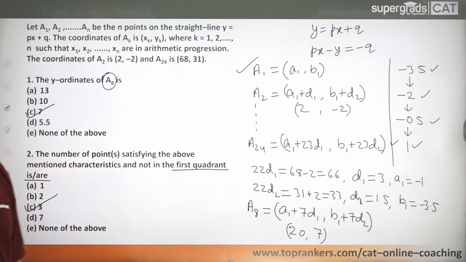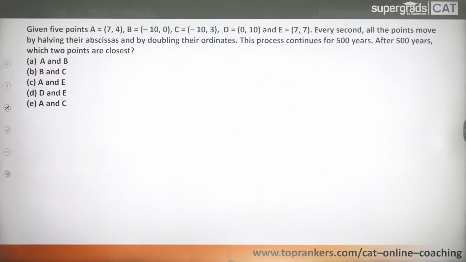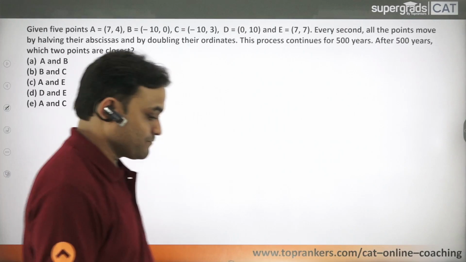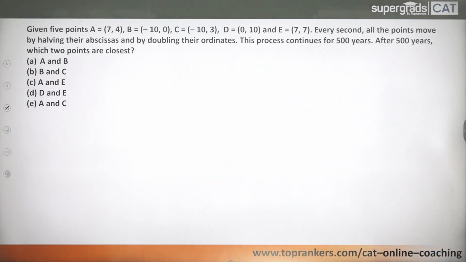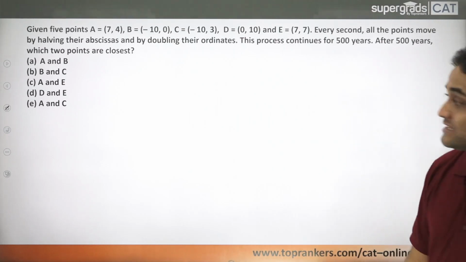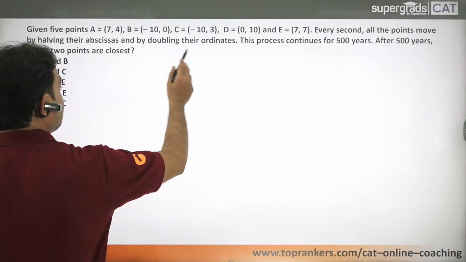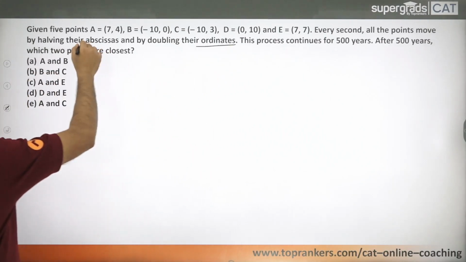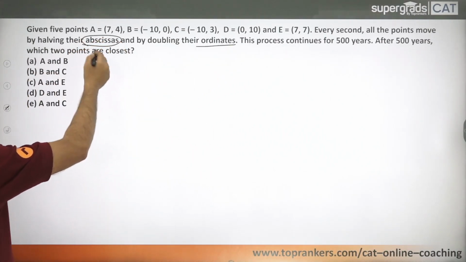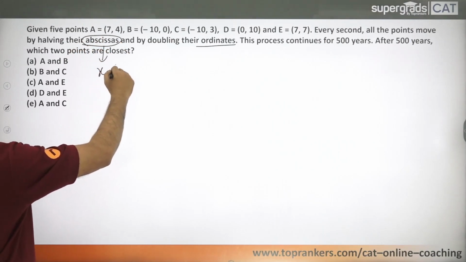Now let's move on to the next question. This one. It says given 5 points, A is equal to (7, 4), B is equal to (minus 10, 0), C is equal to (minus 10, 3), D is equal to (0, 10), E is equal to (7, 7). Now, every second, all the points move by halving their abscissae and doubling their ordinates. So this is known as the x coordinate. This is nothing but the x coordinate.